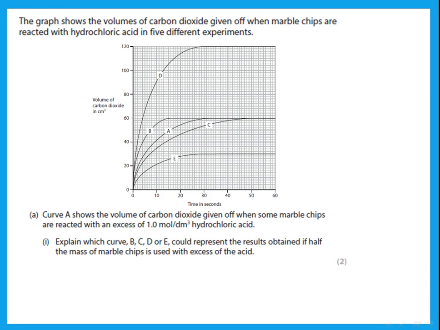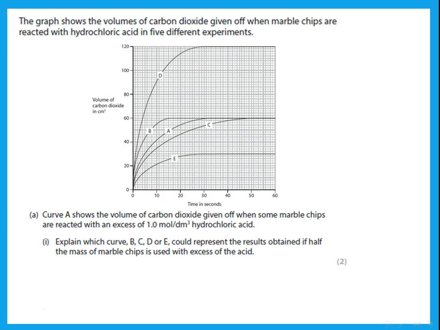The graph shows the volumes of carbon dioxide given off when marble chips are reacted with hydrochloric acid in 5 different experiments. So he gives you this curve and he says curve A, can you see where curve A is? It shows the volume of carbon dioxide given off when some marble chips are reacted with excess acid. So remember that the acid is in excess, so we don't take it into consideration.